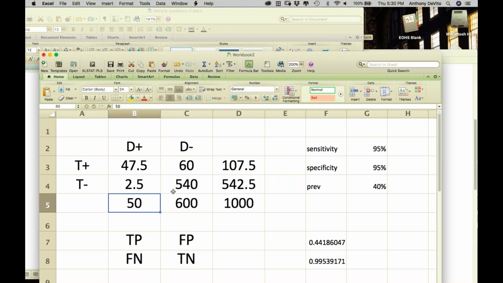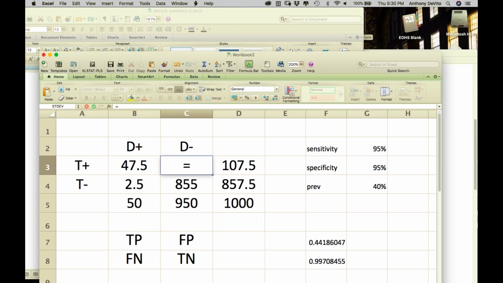Okay, so how about it's a 1% prevalence, right? So that means that instead of 50 here, we have 950 people. So 855 of them, and this is going to be equal to 950 minus 855, 95. So that should add up. And these should add up as well. And they do, as a matter of fact.